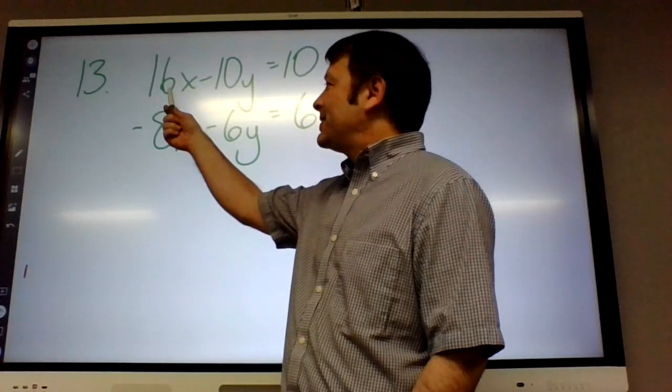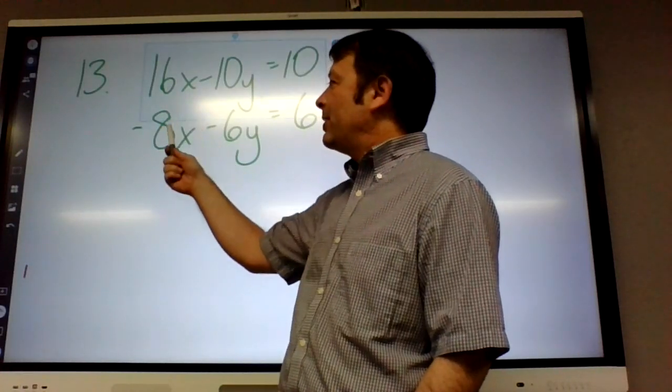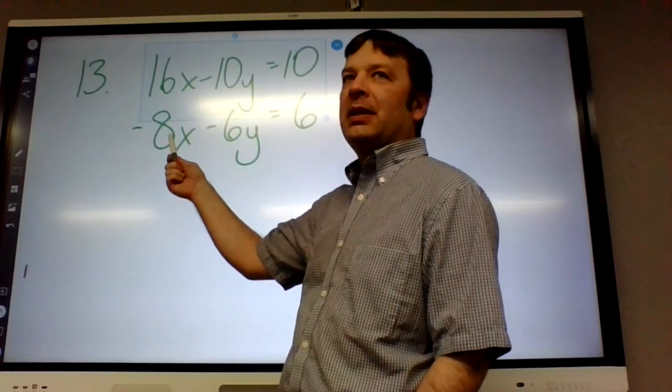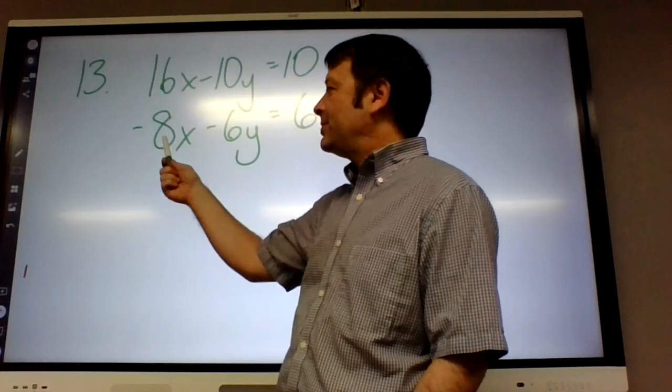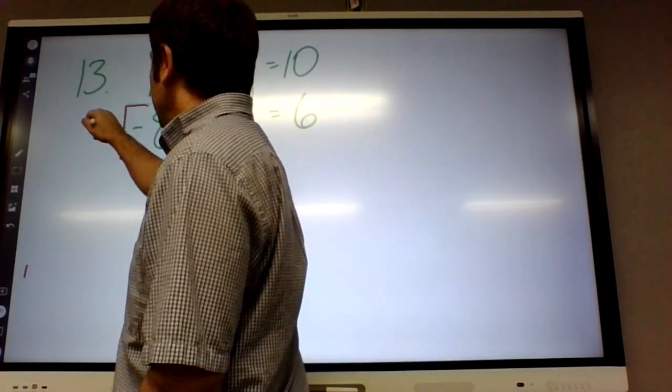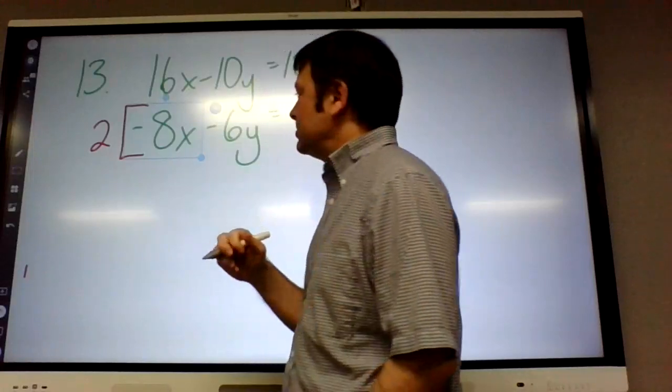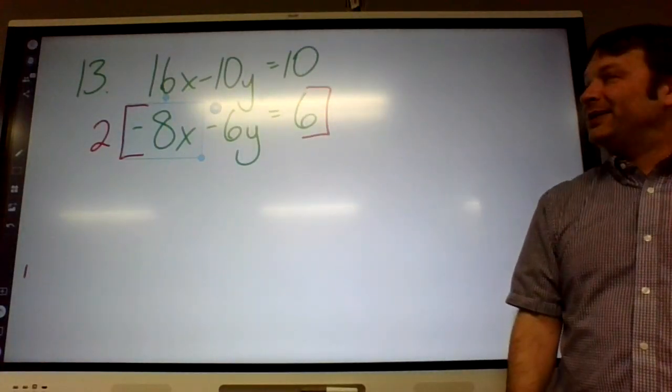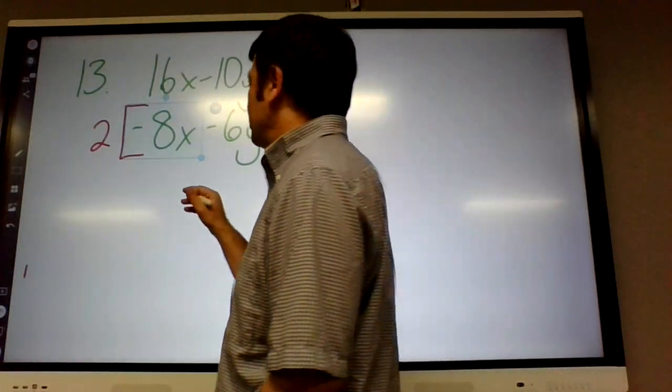So if this is a 16x, what would I want this to be? Negative 16x. How do I turn this into negative 16? Multiplied by 2. This is number 13 from your page. So I'm going to multiply the bottom line times 2.